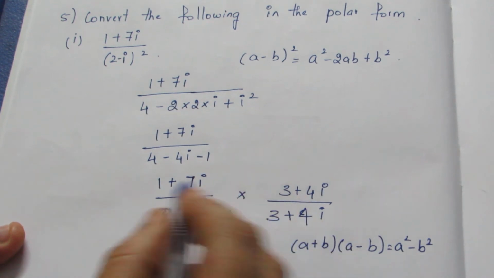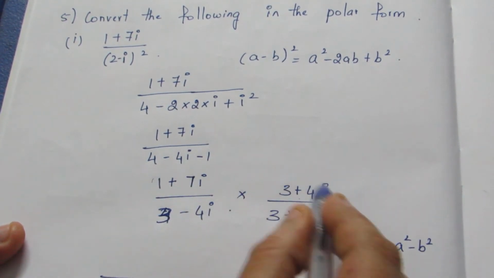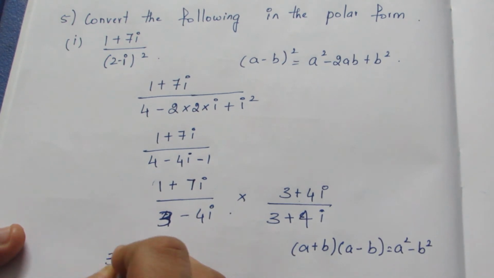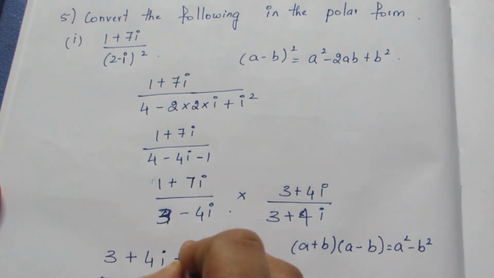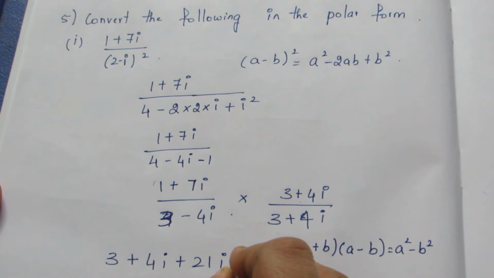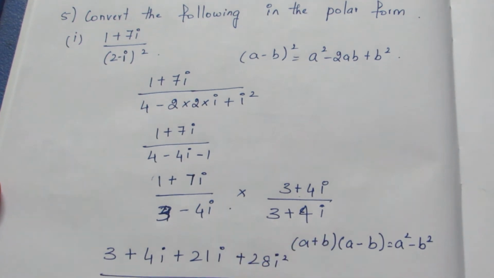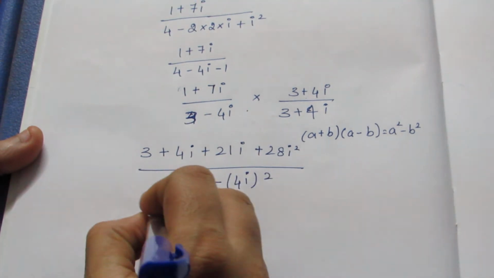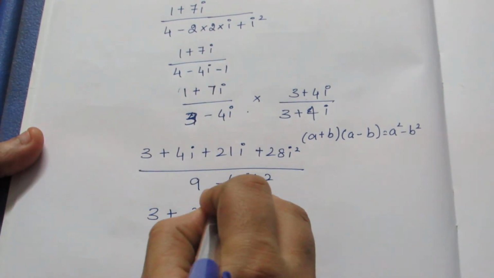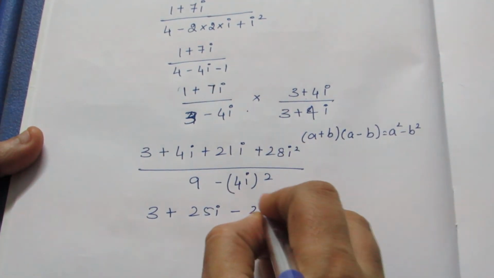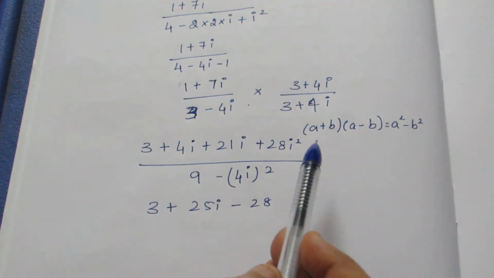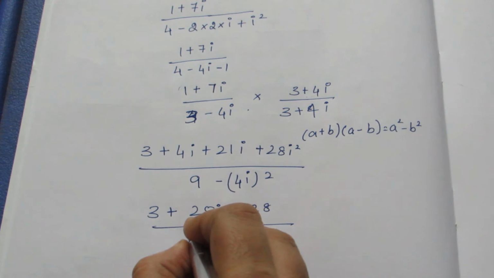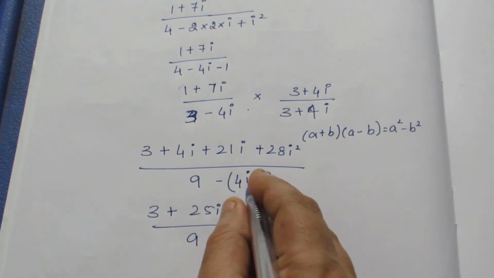In the numerator multiply 1 with both the 3 and 4i. In the same way 7i with both the terms. It becomes 3 plus 4i plus 7 3s are 21i, 7 4s are 28 i square. Now solving this we get 3 plus 25i. Here it becomes minus 28 because i square is minus 1. Minus 1 into 28 will become minus 28, by here 9 minus 16 into i square.